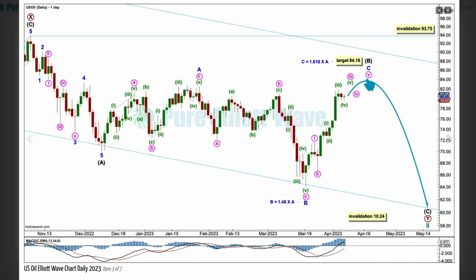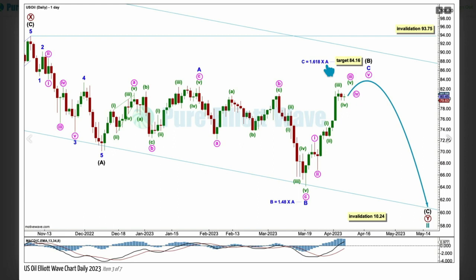For intermediate B, if this is the correct wave count, it's extremely likely that minor C would make at least a slight new high above the end of minor A back here to avoid a truncation and a very rare running flat. The target would see that achieved. At 84.16, minor C would reach 1.618 the length of minor A.